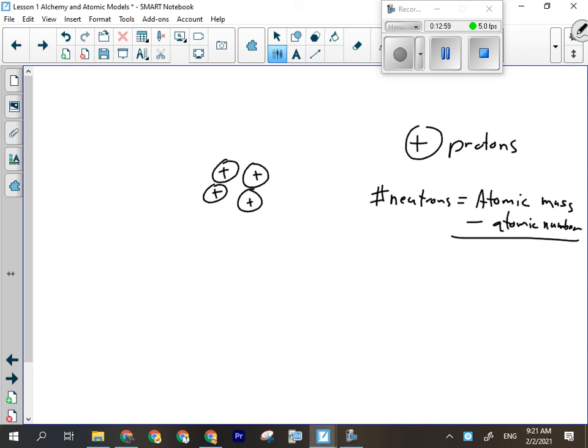How many neutrons are in this thing? 5. Yeah, not 5.01. Can't have 0.01 neutrons. So I'm just going to draw them, and I'll put in my legend, that's neutrons. Now I've figured out how many particles there are in the nucleus. 4 protons, 5 neutrons. How many electrons are there?